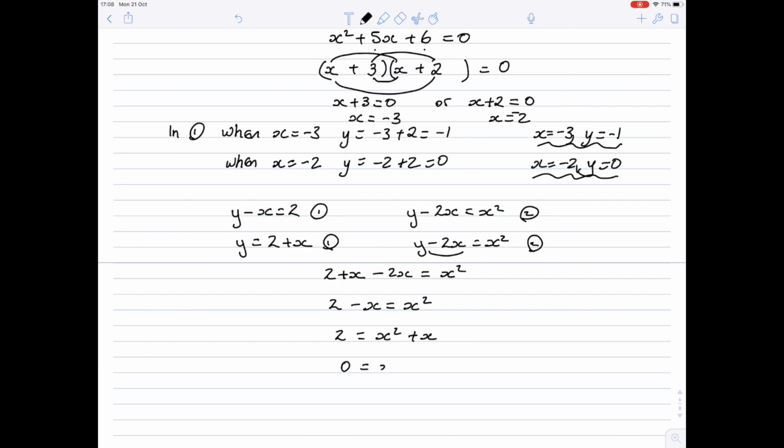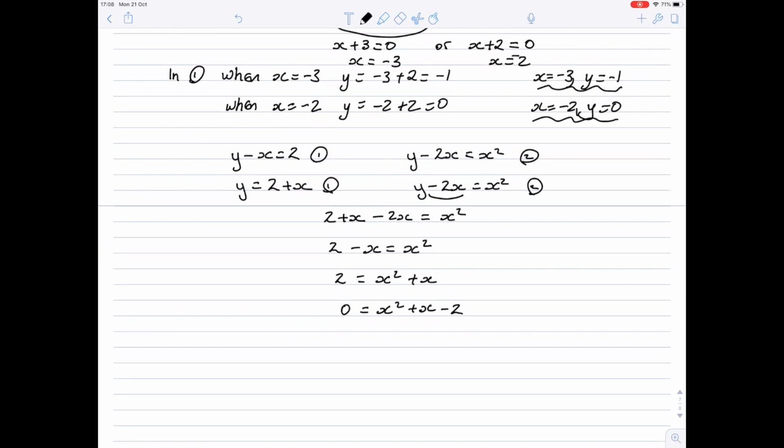So 0 is equal to x squared plus x minus 2. And now we have the standard form of a quadratic equation. So I can factorise it into two brackets. So I will have the two brackets x plus 2 and x minus 1. And if you check, x times x is x squared, 2 times minus 1 gives me the minus 2, and then 2x, take away x, gives me the plus x. So the factorisation is fine.